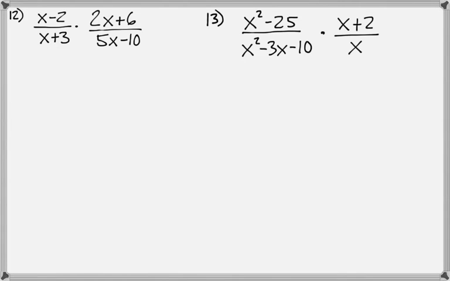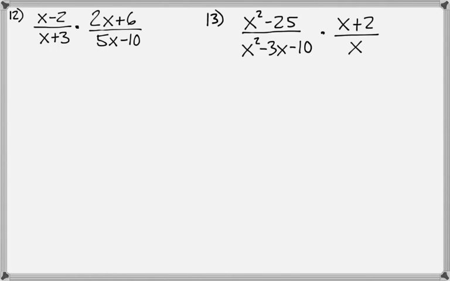Questions 12 and 13 say to multiply the rational expression and simplify as far as possible. So you'll notice that we have multiplication problems now. However, fundamentally these are pretty much the same as the ones that we've been doing where we've just been simplifying the rational expressions. So the rule is that you want to factor, and then anything on the top can cancel with anything on the bottom, as long as they match.